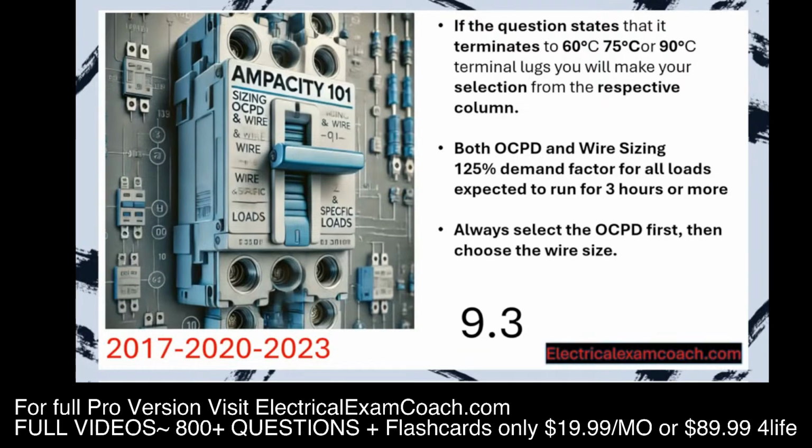Let's recap very quickly. If the question states that it's terminating to 60, 75, or 90 degree C terminal lugs, you're going to make your selection from that respective column under normal circumstances. With both OCPD and wire sizing, we still have that 125% demand factor for all loads that are expected to run for 3 or more hours. And we will always select the overcurrent protective device first, and then we'll choose our wire size. And it'll make more sense why we do that once we start sizing services in the next lesson, and once we get into larger amperage questions like 1,000 amps or greater, which we'll learn in the lesson after that one.